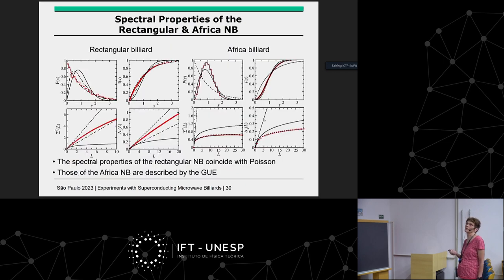Here I show just results for the rectangular neutrino billiard and the Africa-shaped neutrino billiard. For the rectangular neutrino billiard, you get again Poisson, whereas for the Africa-shaped neutrino billiard, you get very good agreement with GUE. This is understandable because the Dirac equation violates time reversal invariance. So if you have a chaotic billiard shape, you find GUE for a neutrino billiard. This is of importance later, because this is what was first expected: when starting to look at graphene billiards, everybody expected that one would find GUE because of that property.